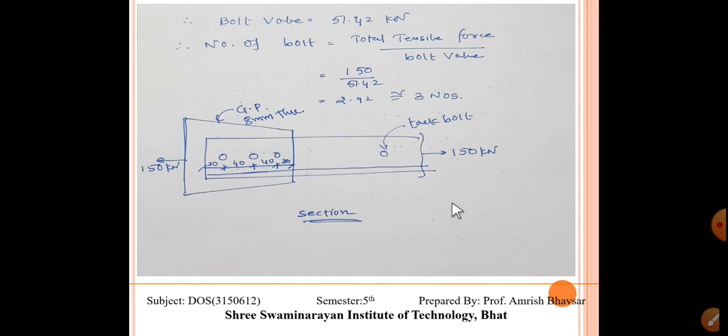So we have to complete this example over here. Whenever you want to find the number of bolts, we have to find the two capacities of the bolt. After that we can get the number of bolts.